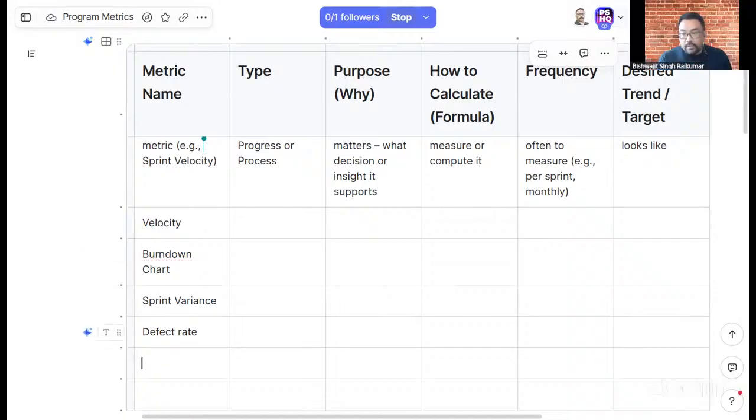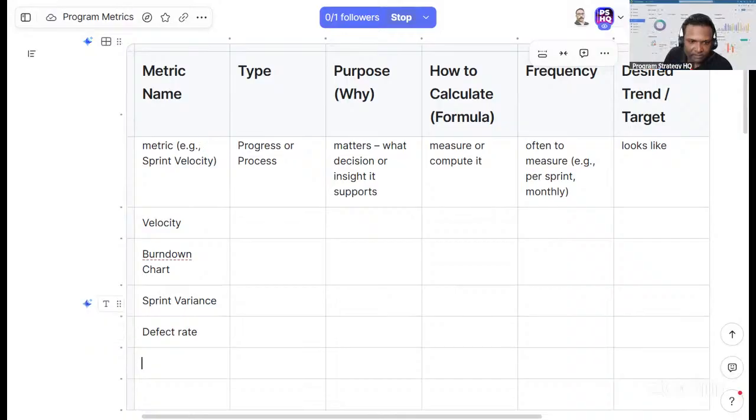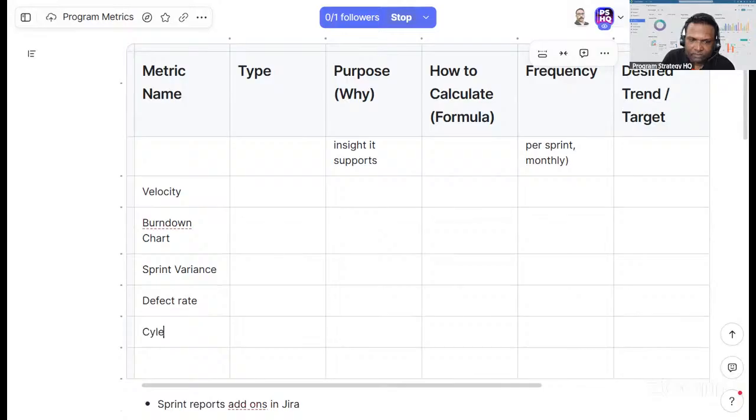But maybe you can explain the sprint variance because I'm not familiar with that. I'll do that. Defects, and cycle time and lead time. Did you calculate cycle time? No, not in our case.